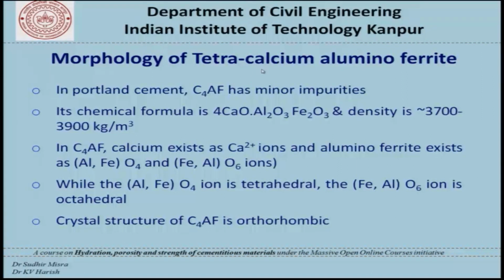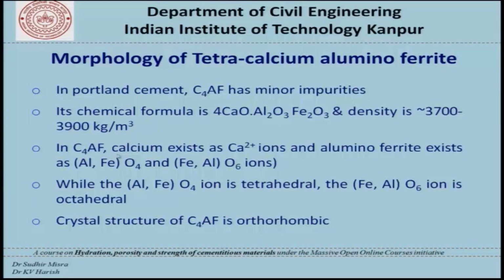Now, we go to the second one, which is tetracalcium aluminoferrite, and like C3A, C4AF also has minor impurities, and the chemical formula is given, and the density of tetracalcium aluminoferrite is approximately 3700 to 3900 kg per meter cube.